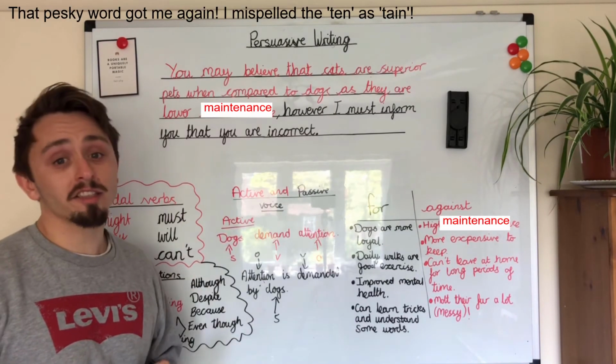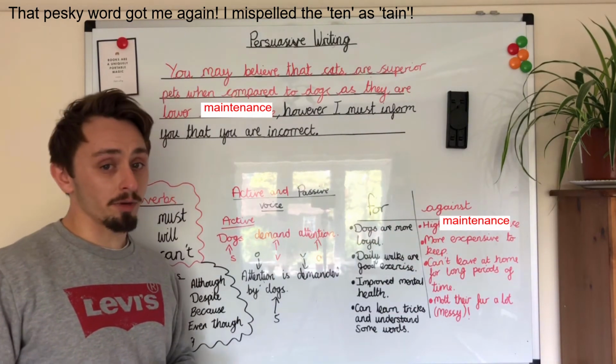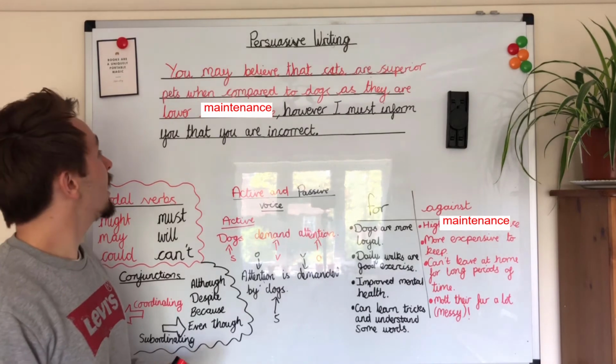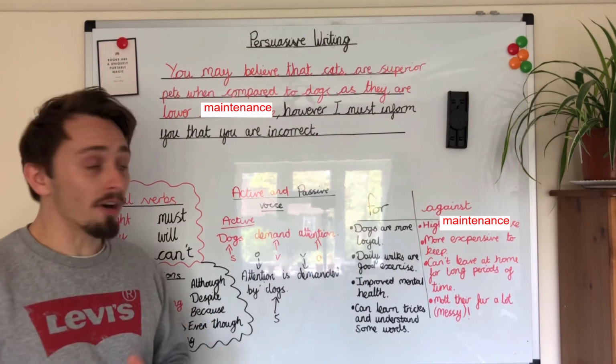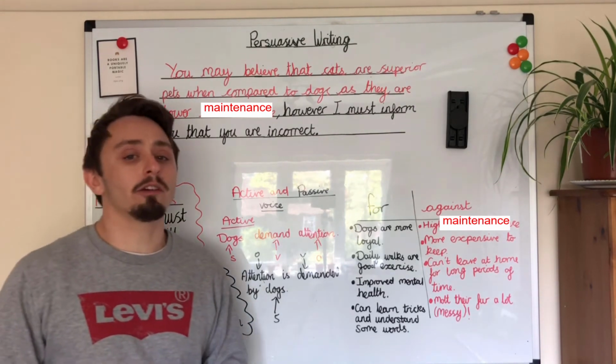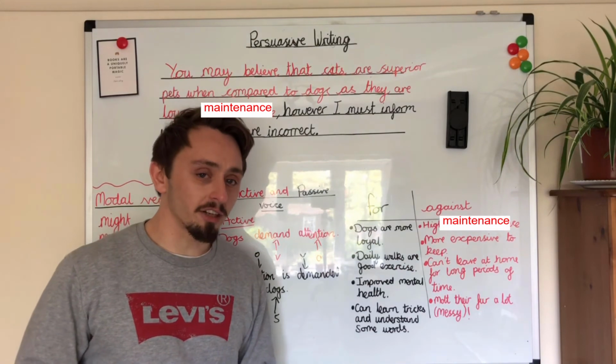I've got my first sentence up on the board now, where I've looked at using the against argument to start off with. So I've got, you may believe that cats are superior pets when compared to dogs, as they are lower maintenance. However, I must inform you that you are incorrect. I haven't said why they are incorrect, but I've started my writing by acknowledging how the other side feel.